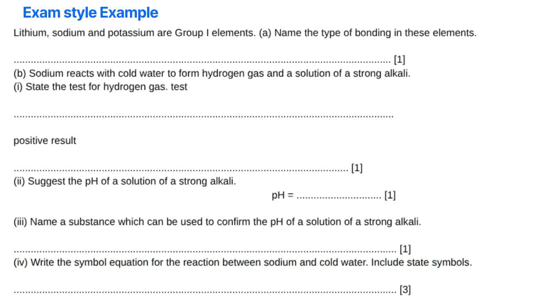Let us look at an exam-style question. In this question you are asked to name the type of bonding in the elements, state the test for hydrogen gas, suggest the pH of a solution of a strong alkali, name a substance which can be used to confirm the pH of a solution of a strong alkali, write the symbol equation for the reaction between sodium and cold water. You can pause the video to give it a try.